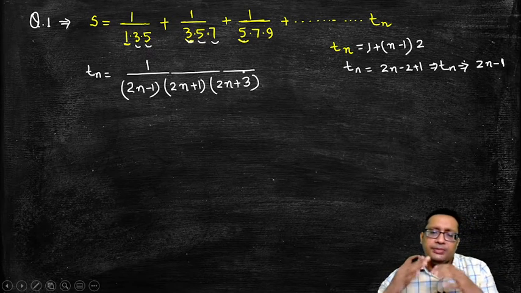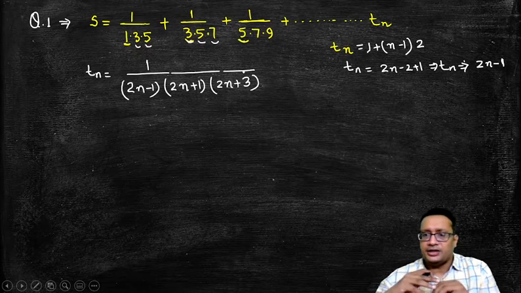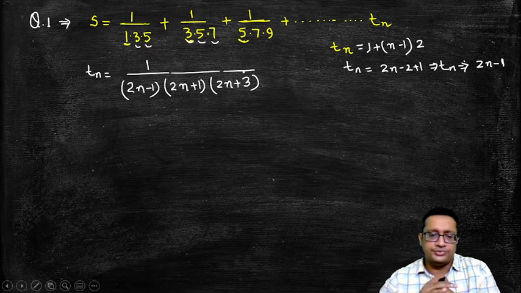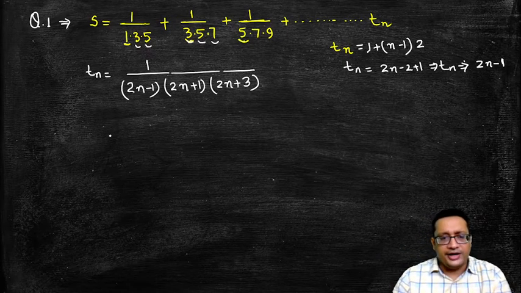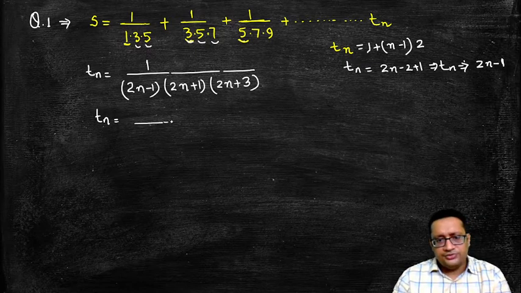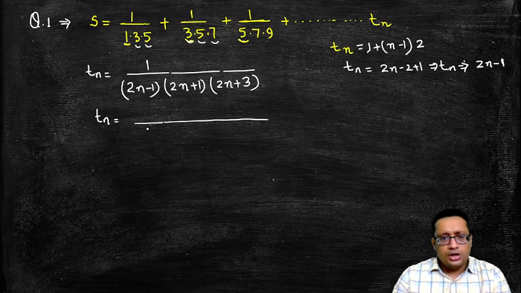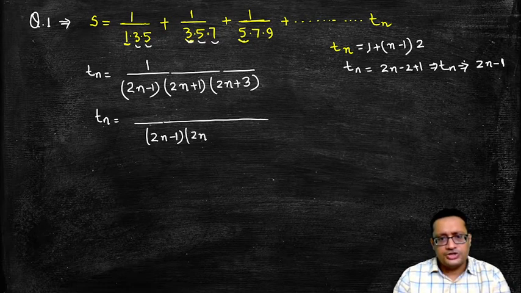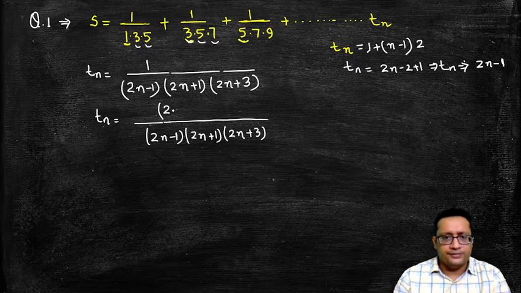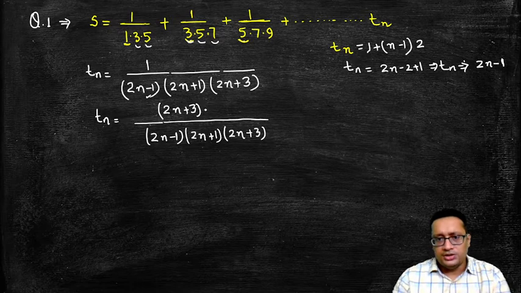Now the main task was to write the nth term as a difference of two terms. Then how will we write it? See here, Tn. Among these three factors which are in the product, which is the maximum value? You will say 2n plus 3 is the maximum. So first of all write here 2n plus 3, and the minimum is 2n minus 1, so minus 2n minus 1 from here.